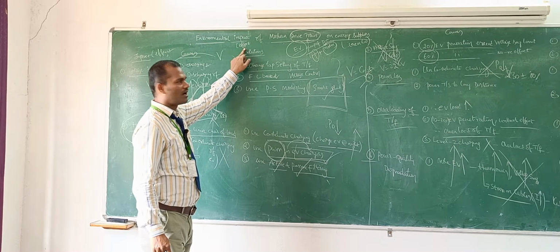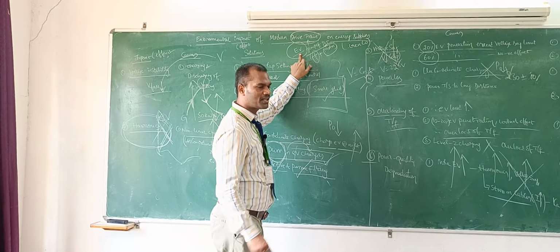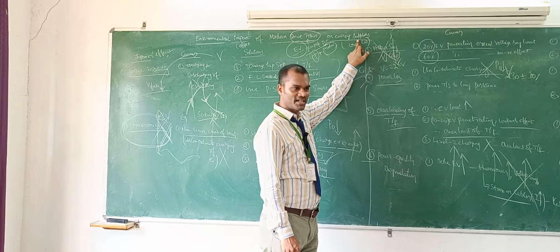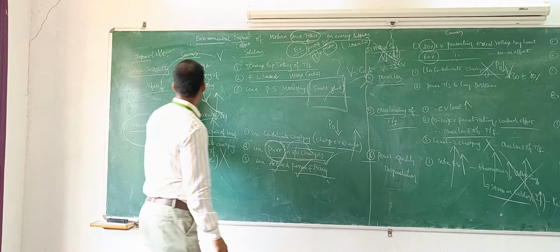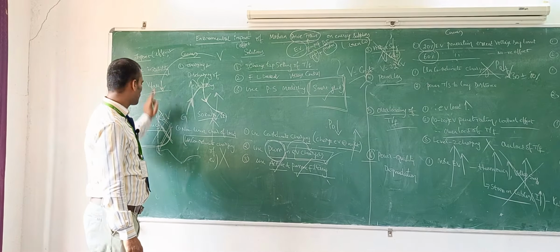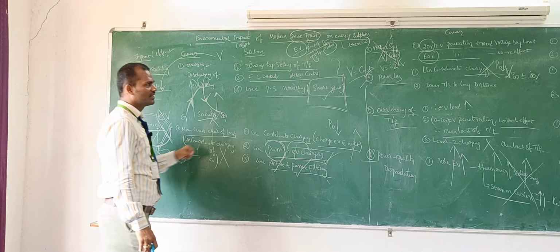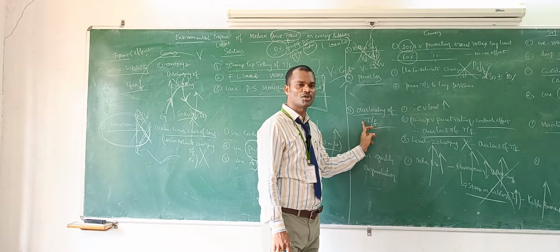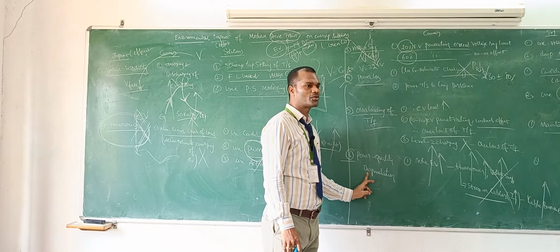Environmental effects of buying electric vehicles beyond the limit, and what are the problems created for energy suppliers? What are the problems created? First problem, voltage instability. Next one, harmonics. Next problem, voltage sag. Next one, power losses. Next one, overloading of transformer. Next one, power quality issues.